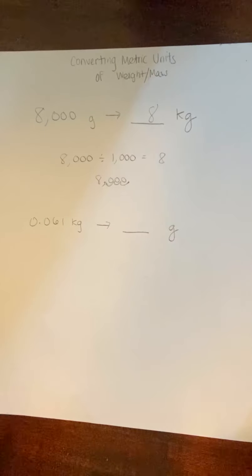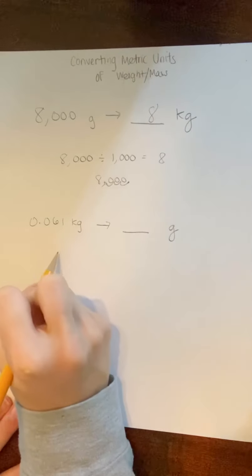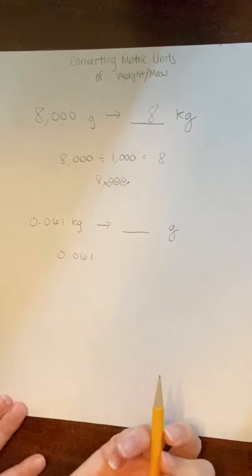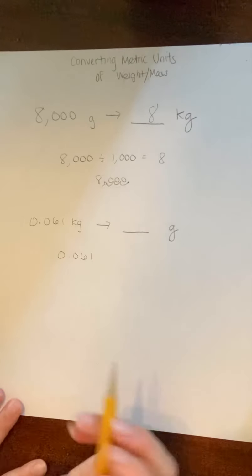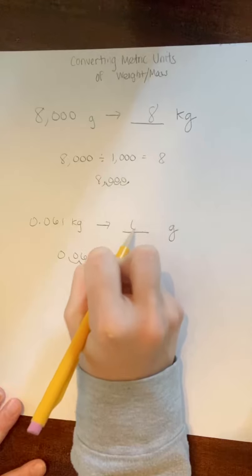Or move my decimal place. Decimal place moves to the right 3 times. So I've got 0.061. I'm gonna move my decimal place to the right 3 times. 1, 2, 3, which is gonna give me 61.